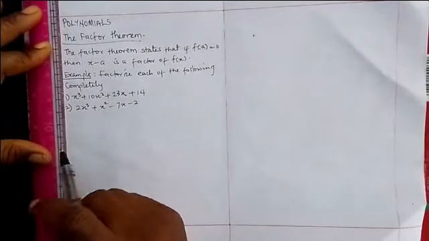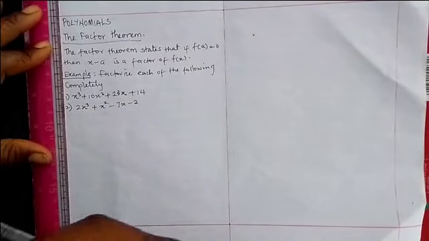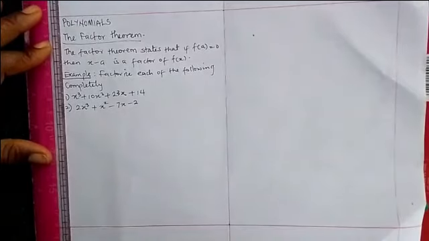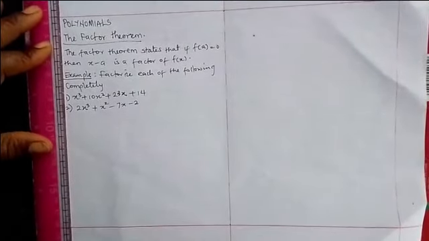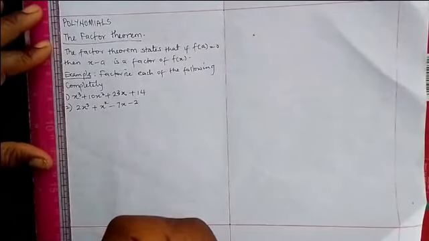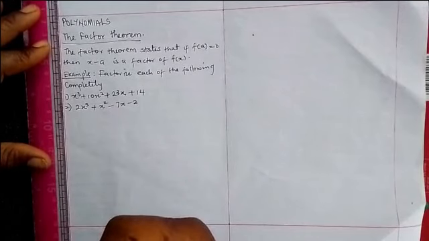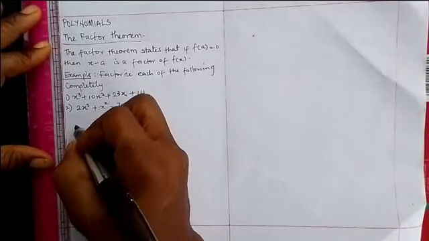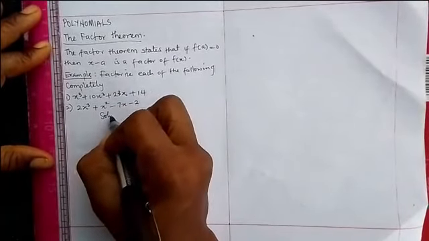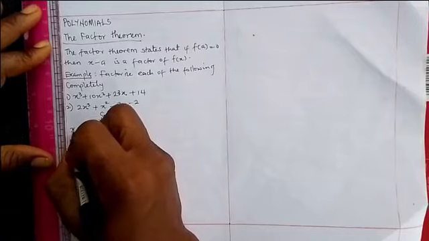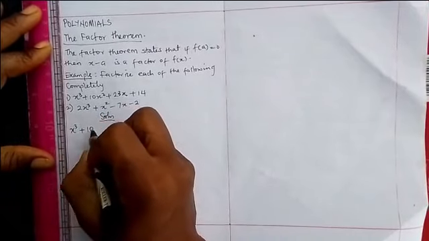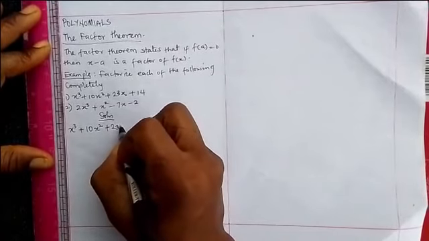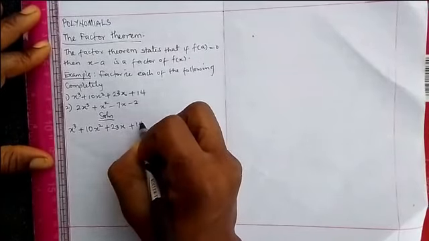Now, with our knowledge of remainder theorem and zeros of polynomial, you can as well check my videos on remainder theorem and also zeros of polynomial to see how you can go about this. But then you will pick the first one. x raised to the power of 3 plus 10x raised to the power of 2 plus 23x plus 14.